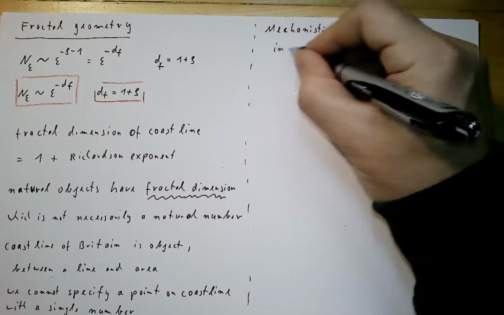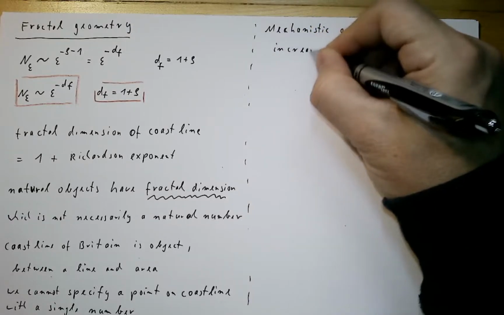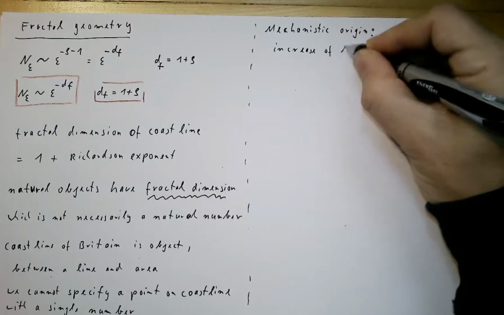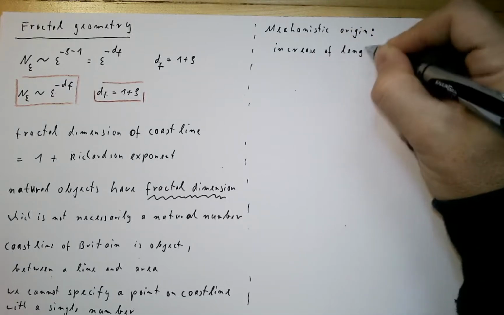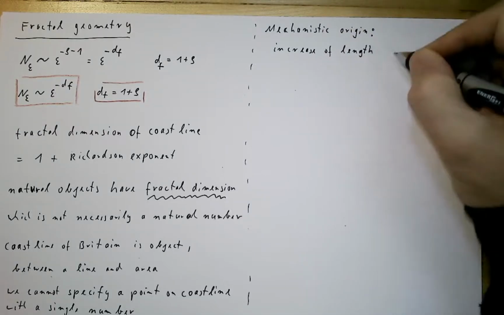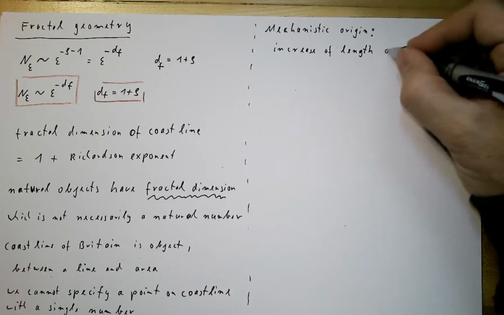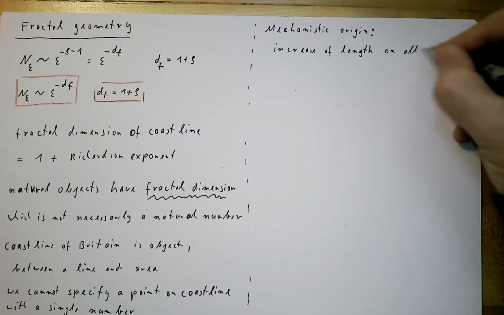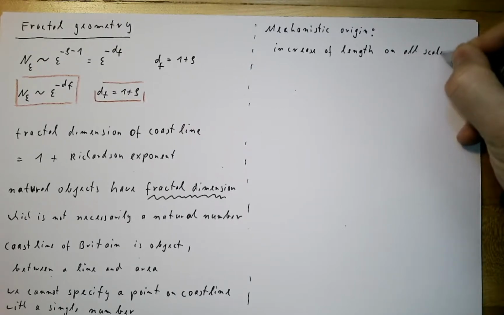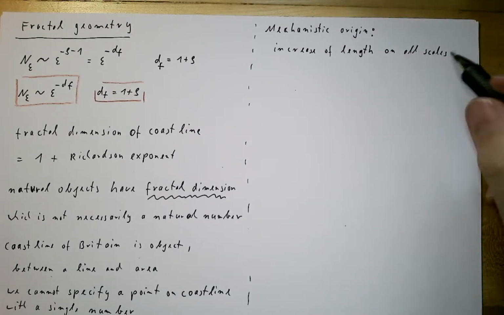So the mechanistic origin of all of this is that we have an increase of the length of our object on all scales. Where could this come from?